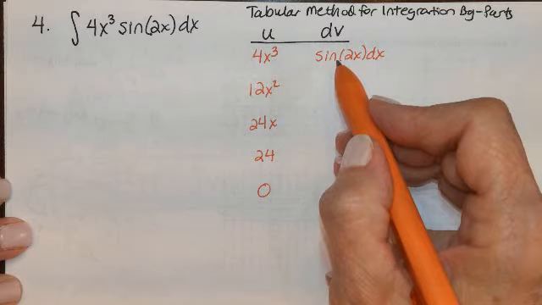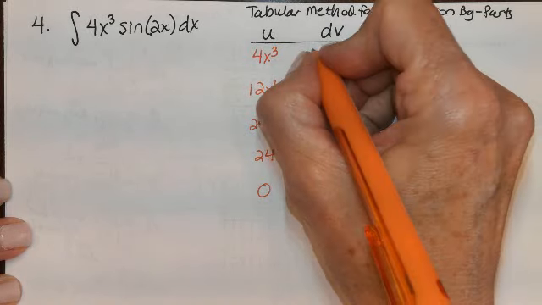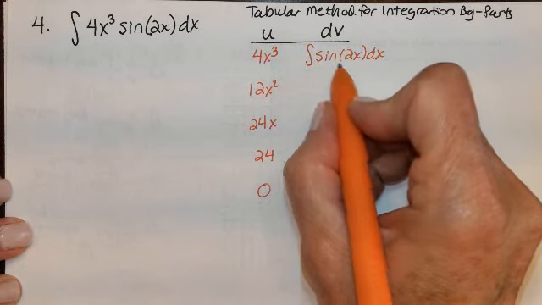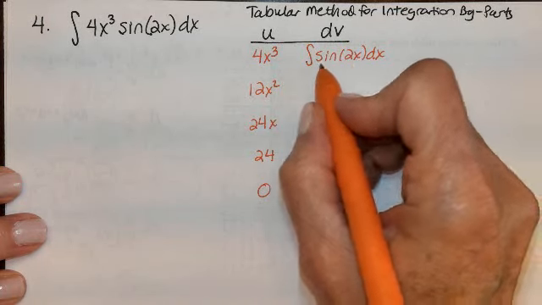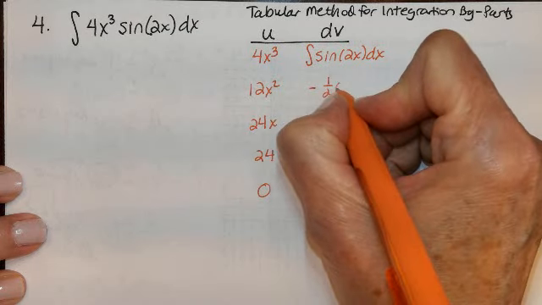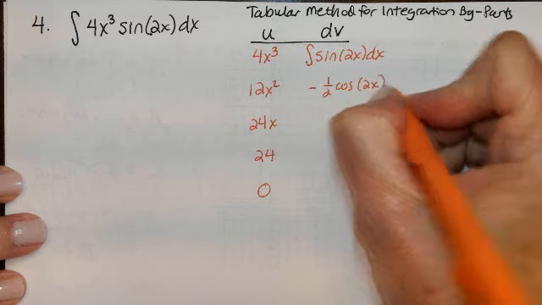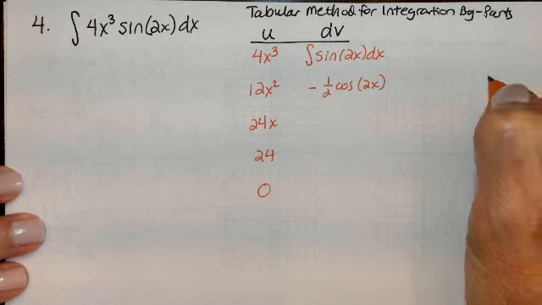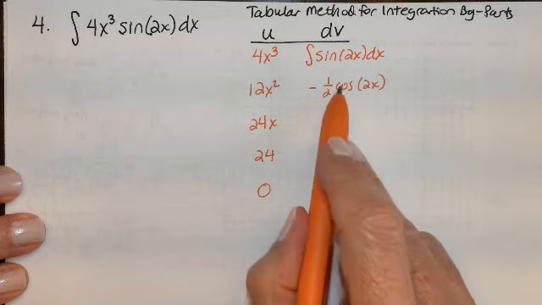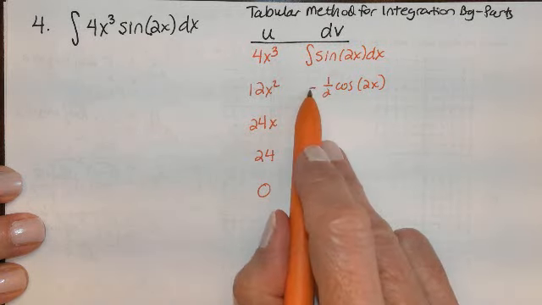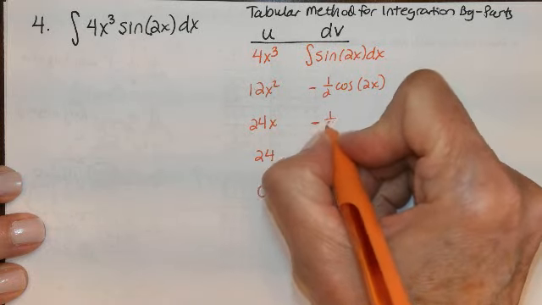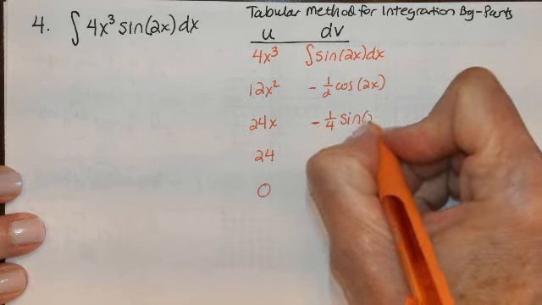Now we're going to come to the dv's. What do we do to the dv's? Well, we integrate those, don't we? So the antiderivative of sine of 2x will be a negative 1/2 cosine of 2x. And now we need to take the antiderivative of this. Well, the antiderivative of cosine is positive sine, right? So this negative is going to have to stay. So it's going to be a negative 1/4 sine of 2x.